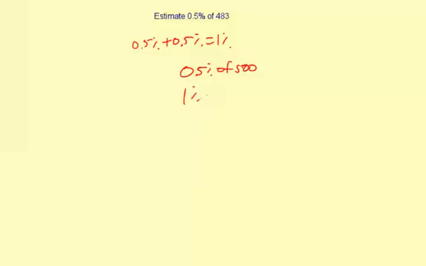So 1% of 500 equals 0.01 times 500, which is 5. And I figured that out by moving the decimal place 2 over. That's what you do when you multiply by 0.01. Or you can think of it as dividing by 100. So you could say 500 divided by 100 equals 5. So 1% of 500 is 5. So we want 0.5%. So we're going to divide this 5 by 2.